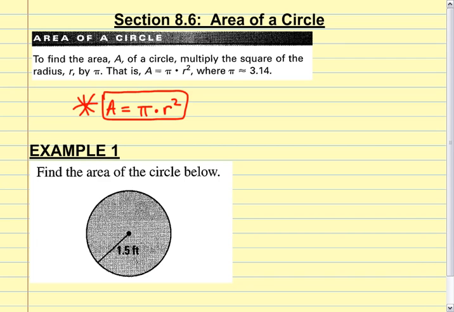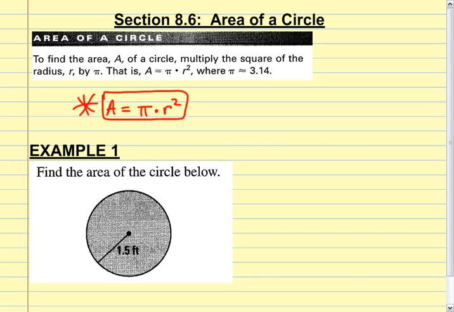Okay, folks, section 8.6, the area of a circle. Now remember, we've talked about the circumference, and the circumference is a distance around the circle. Today we're going to find out how much space is inside of a circle. Okay, that's the area. And it has a different formula.